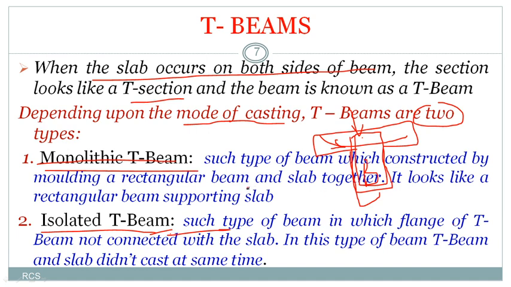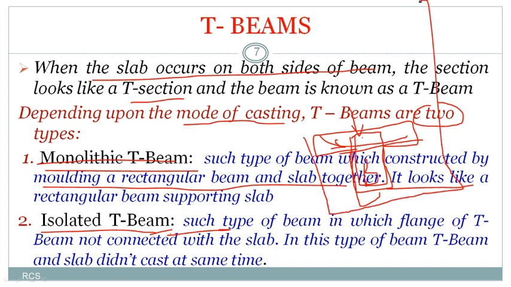So the definition given: such types of beams are constructed by molding the rectangular beam and slab together. What you did here is mold this rectangular beam and slab together, and it looks like a rectangular beam which is supporting the slab, and if you see the front view of that, it appears in the shape of the alphabet T, so it is called a monolithic T-beam.